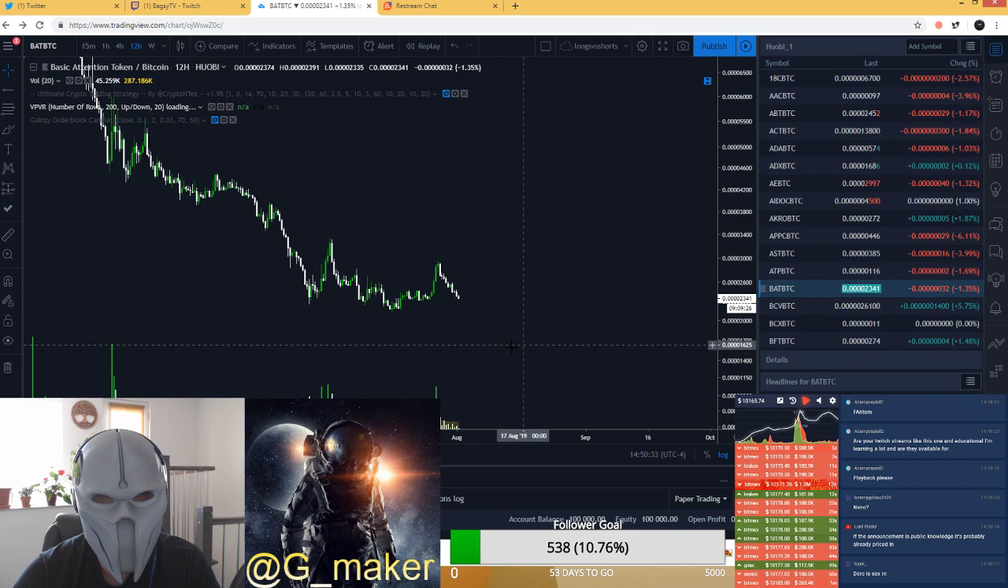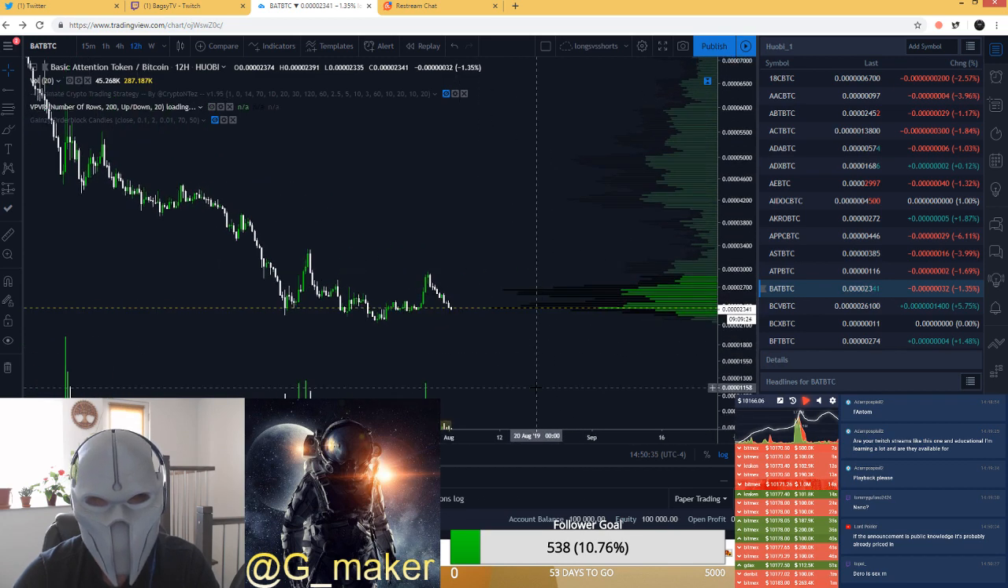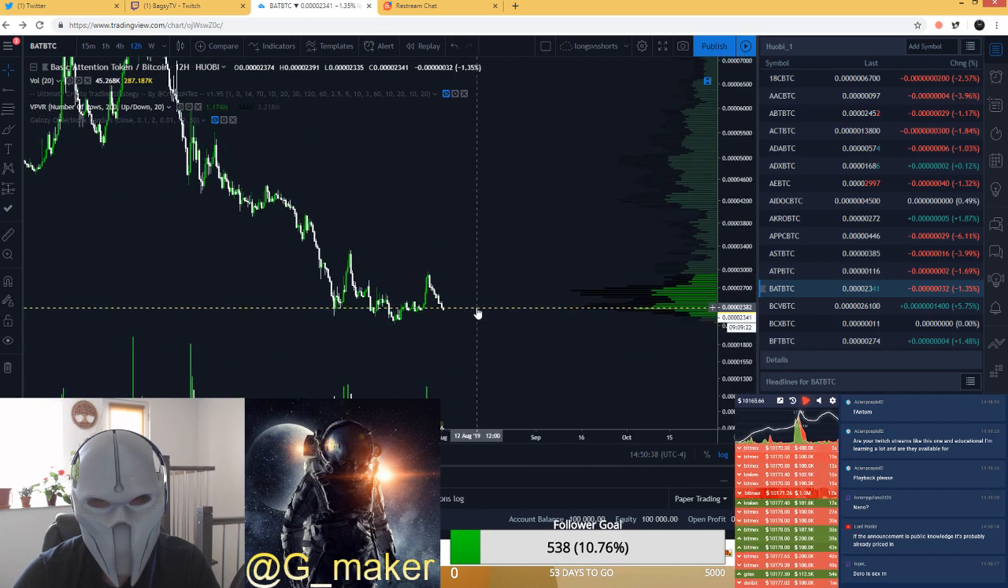Bat, just to play safe. Horrible. I mean, it would probably bounce here for like 5%. Horrible.